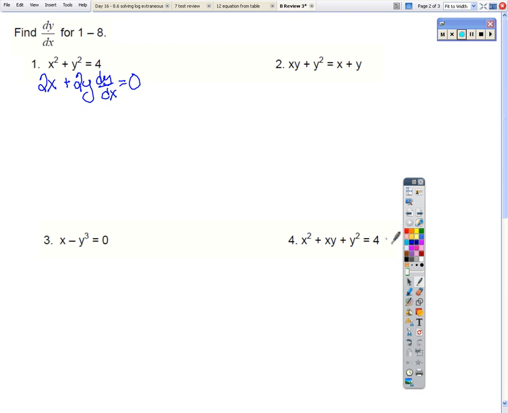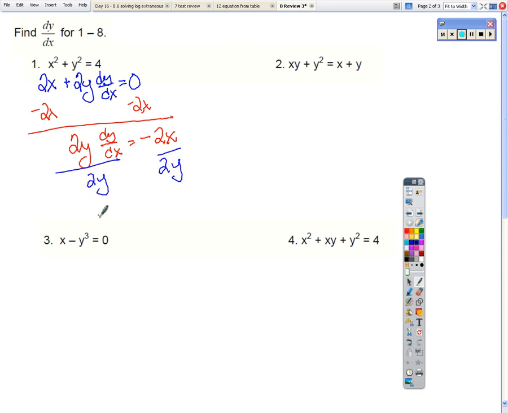So now solving for dy/dx, I'm going to move the 2x over, and divide by 2y. So dy/dx equals negative x over y.